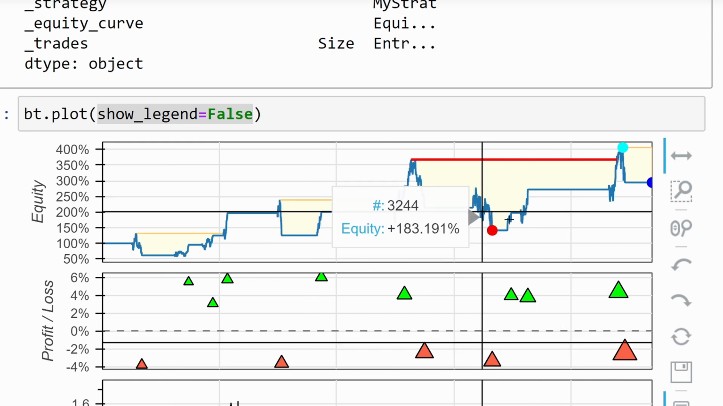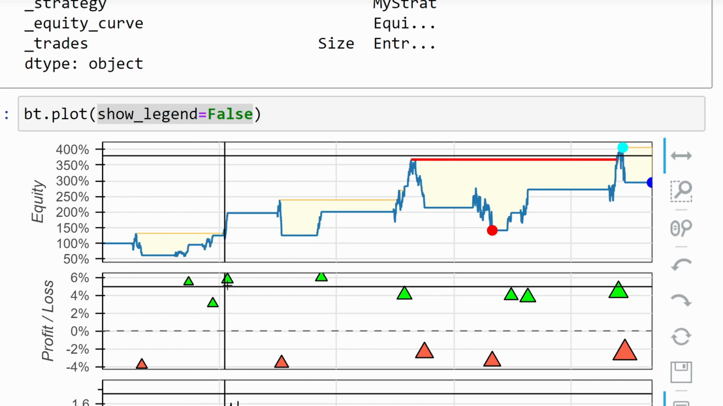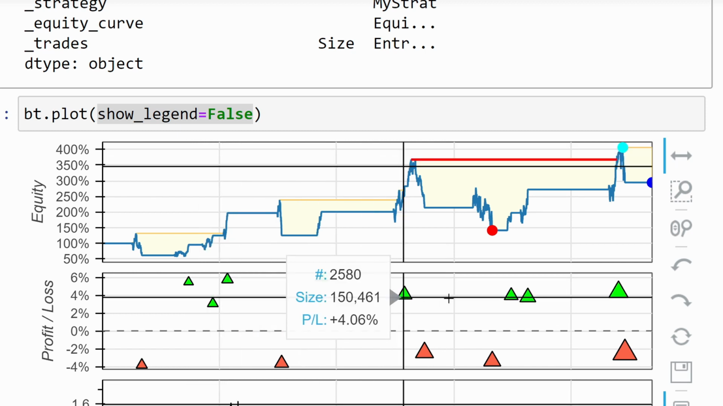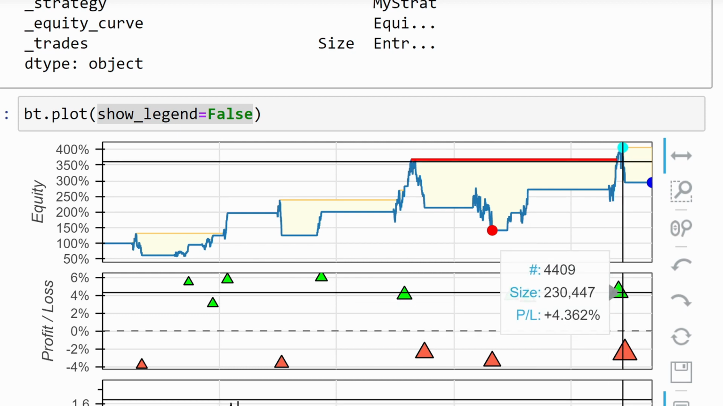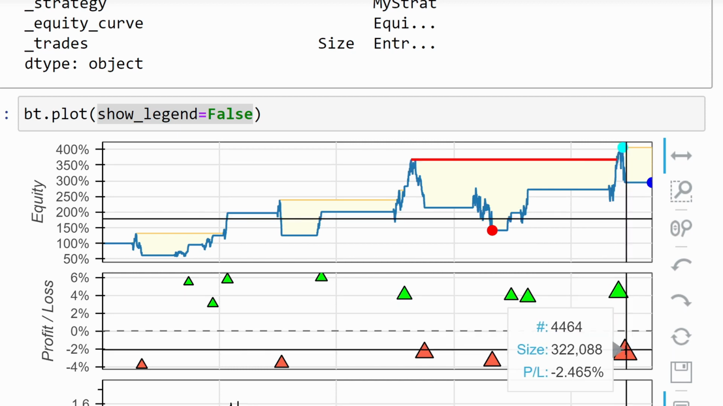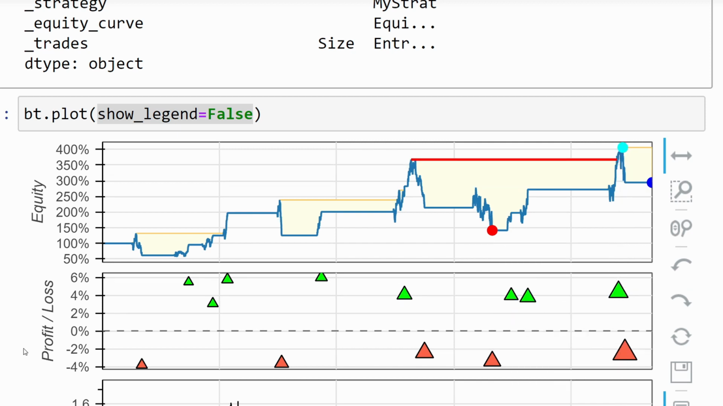Sometimes the price is going down and up, but if you look at the trades, these are the winning trades in green here. And the size of the shapes reflects the amount of win or the amount of losses. So this one is a big loss right here. It's a big size, 322. This one is 230. So yeah, from this perspective, it's not a bad strategy.